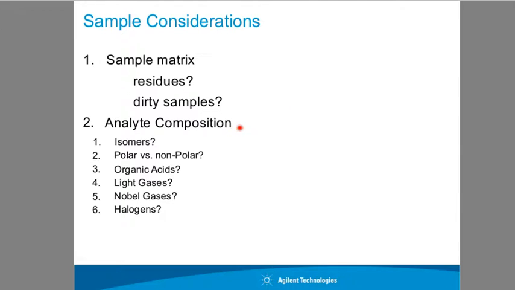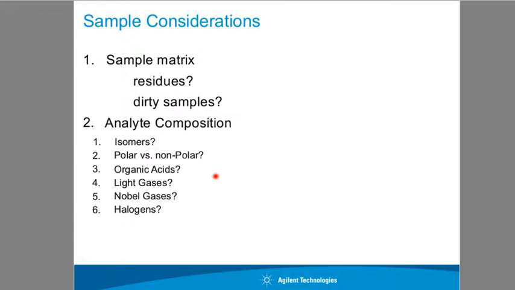And then, of course, the analyte composition. And this is going to be driven potentially by what kind of column we need, mode of injection, and detectors and things like that. Do we have isomers? Are we dealing with light gases? Are we going to be injecting with a gas sampling valve? Maybe we need to use a PLOT column instead of a wall-coated column. And again, I'll go over some of those here in a little bit.